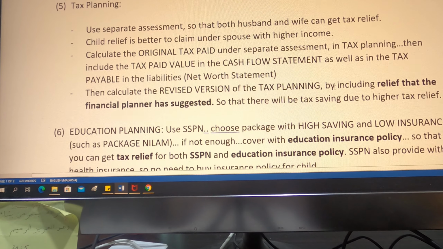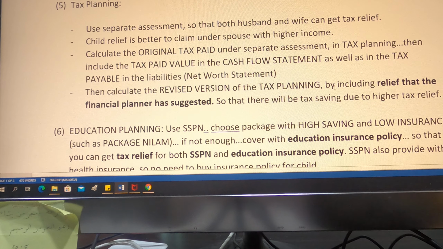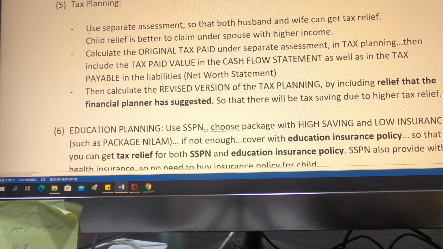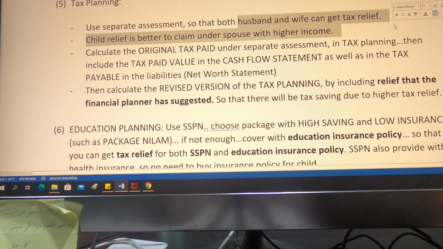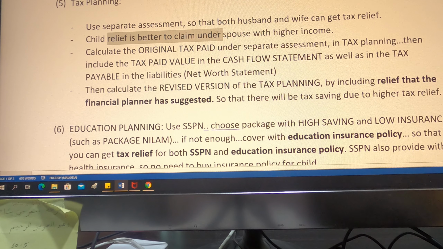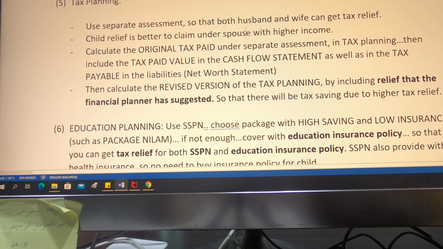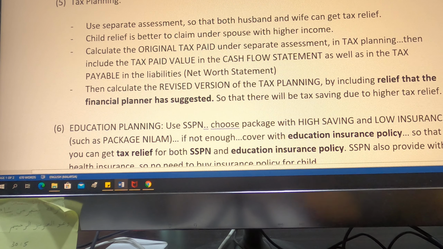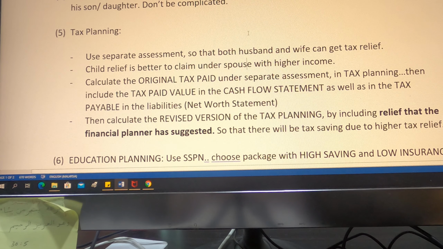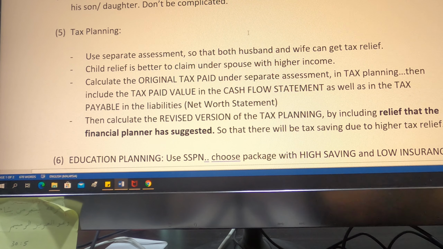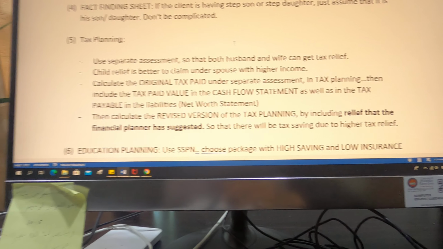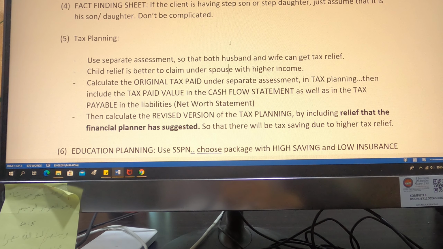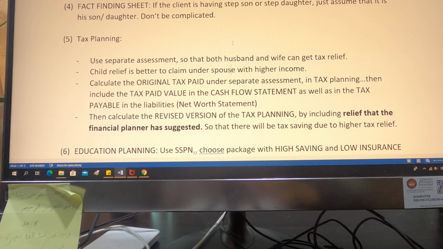Okay, another thing I would like to talk about is tax planning. You should use, again I repeat, you should use separate assessment, so both husband and wife can get tax relief. Child relief is better to claim under the spouse with higher income. So you choose, if husband or wife has a higher income, then it should be used as the tax relief in the project paper. You should charge under the husband if the husband's income is higher than the wife's.